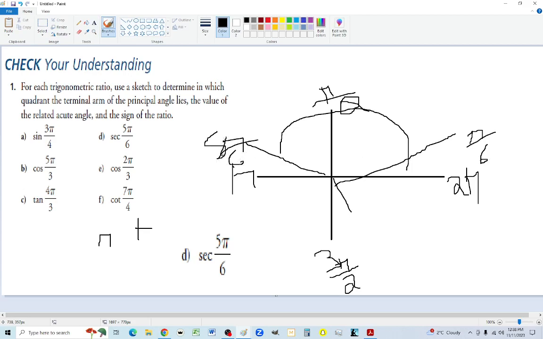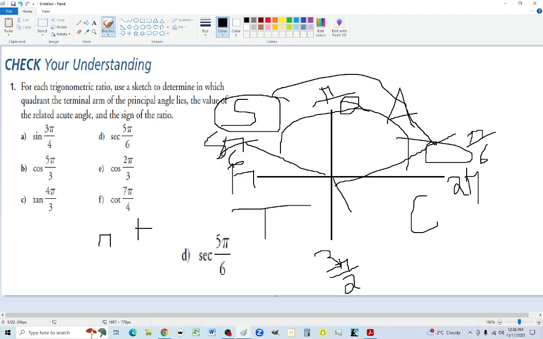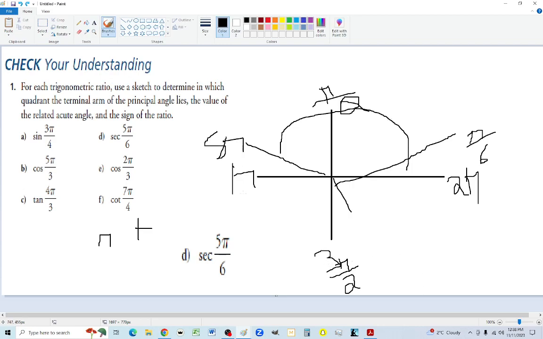Now, secant is going to have the same sign as cosine. If I look at C-A-S-T, cosine is negative here and positive there. You're going to have a negative value. And you can always punch it in your calculator to make sure. And now to the next one, cosine of 2/3.